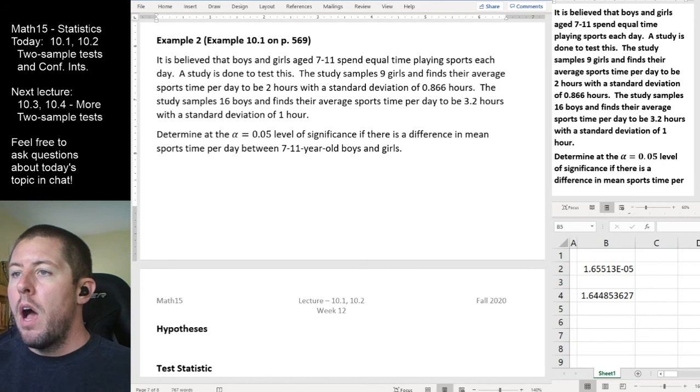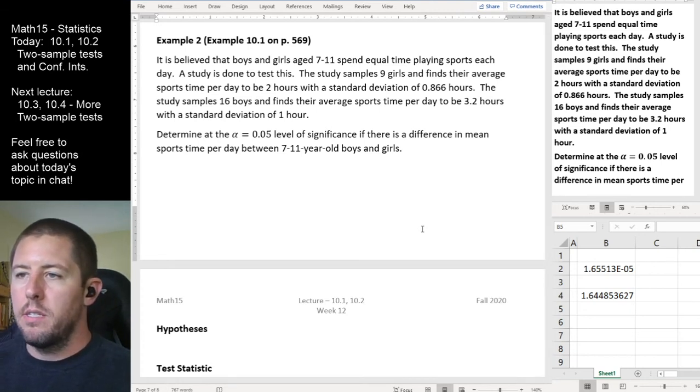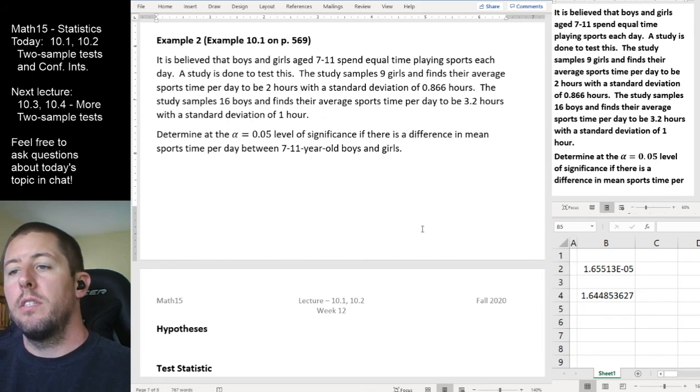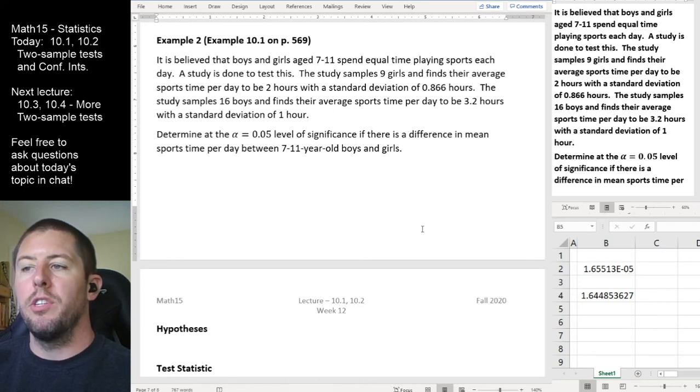Maybe I don't know. So in this sample, we got 9 girls, 16 boys. We've got their sample size. We've got their average. We've got their sample standard deviation. We would like to determine at the alpha equals 0.05 level of significance if there is a difference in mean sports time per day between 7 to 11-year-old boys and girls.